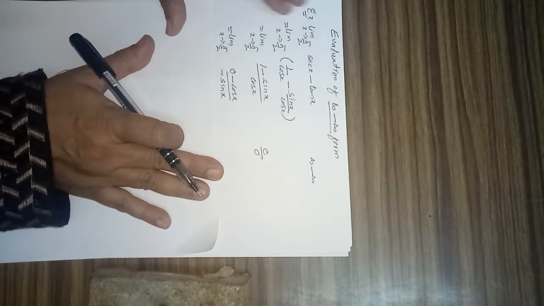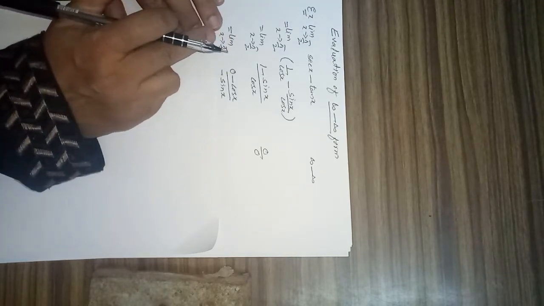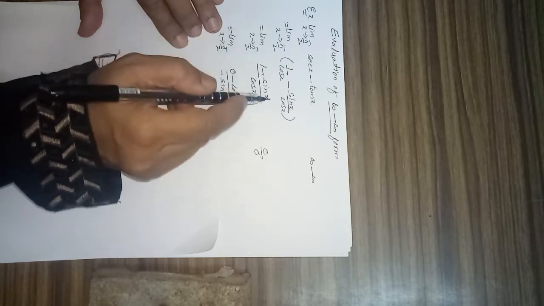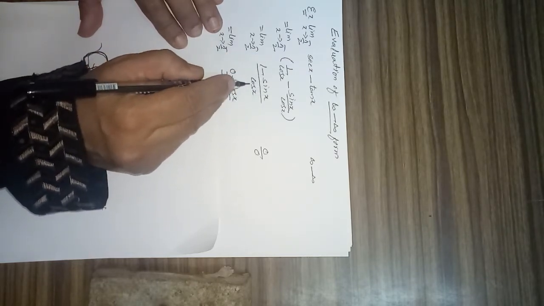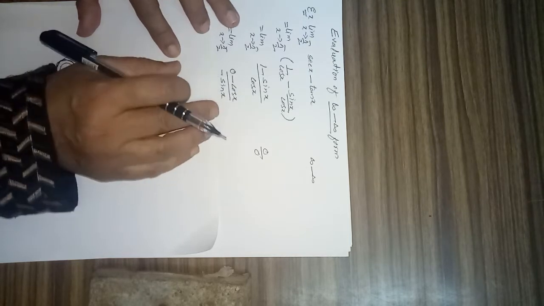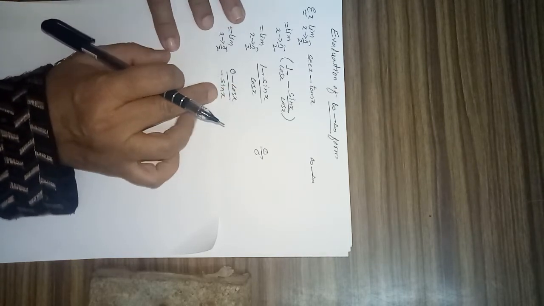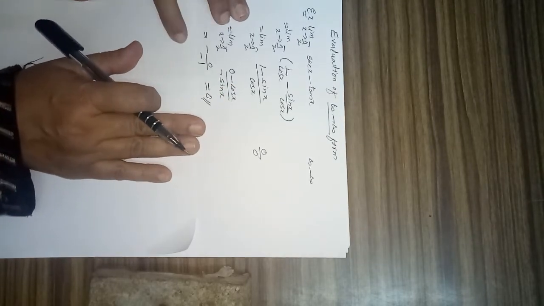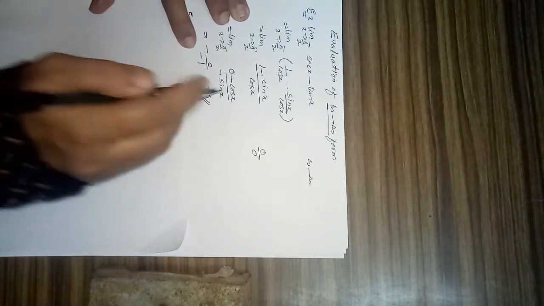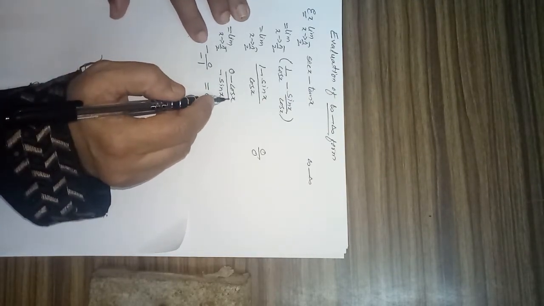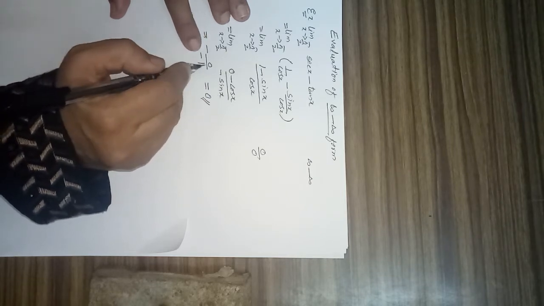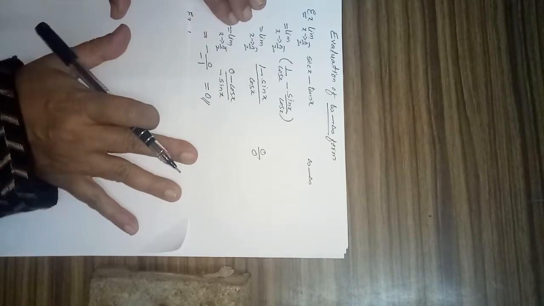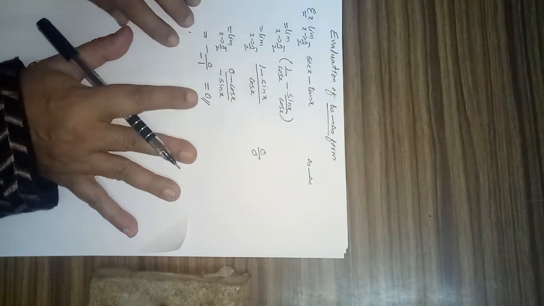So apply L'Hospital's rule. The limit as x tends to pi by 2 of the derivative of this is 0 minus, it is cos x divided by minus sin x. This is cos by sin, which is cot. Therefore it is minus cos pi by 2, which is 0, divided by minus sin pi by 2, which is 1. 0 by 1 is 0. Hence the limit of this problem is 0.